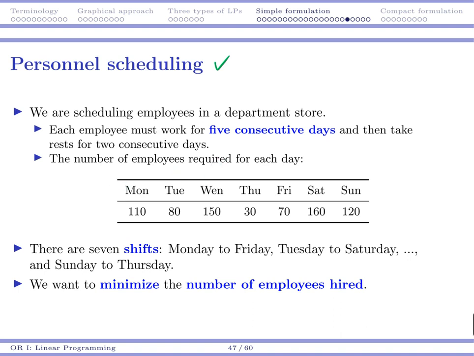So according to the description above, we may say there are 7 different ways to schedule your employees, or there are 7 shifts. The first shift is from Monday to Friday. The second shift is from Tuesday to Saturday. So if someone starts to work on Tuesday, its off days are Sunday and Monday, and so on. Because days in a week repeat and repeat, in total you just have 7 different ways to let your workers go to work. So the thing is that we want to minimize the total number of employees that we need to hire.